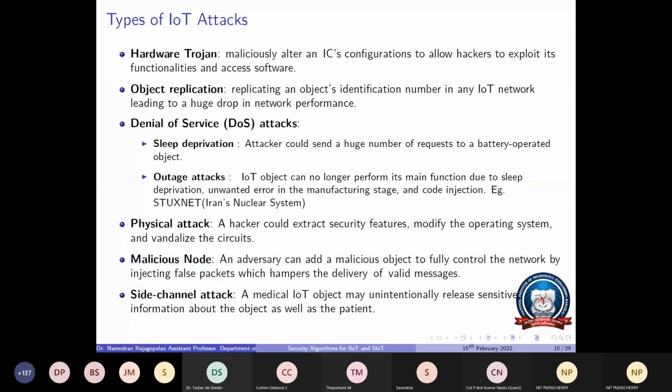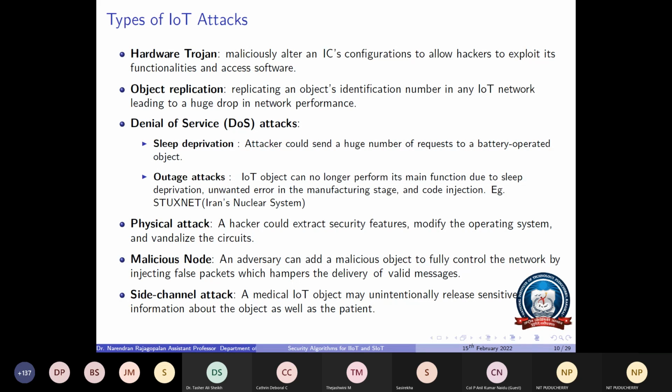Next are the outage attacks. Because of such sleep deprivation, it wouldn't be able to respond back to the events that happen. This has happened even in a real life scenario, where Iran's nuclear system was affected by Stuxnet. With Stuxnet, the emergency alarm system which was in place in the nuclear system failed to respond when there was an actual outage. It did not alarm, or else did not take appropriate corrective measures.